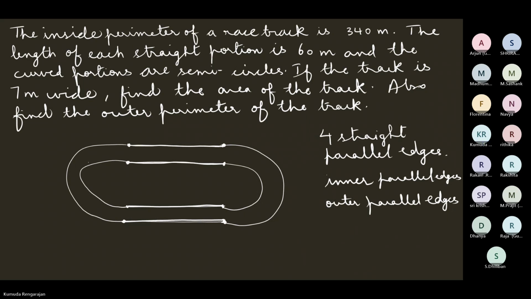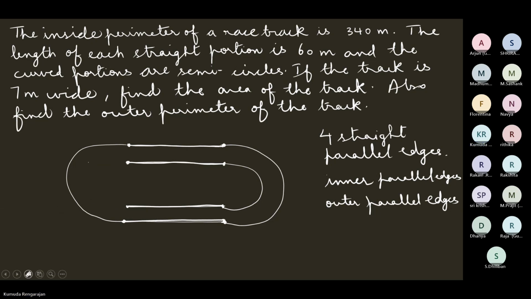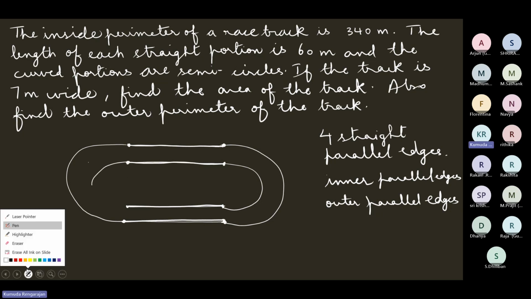So the racetrack consists of 4 straight parallel edges. The inner ones are called the inner parallel edges, and the 2 outer ones are called the outer parallel edges. The ends are semicircles.